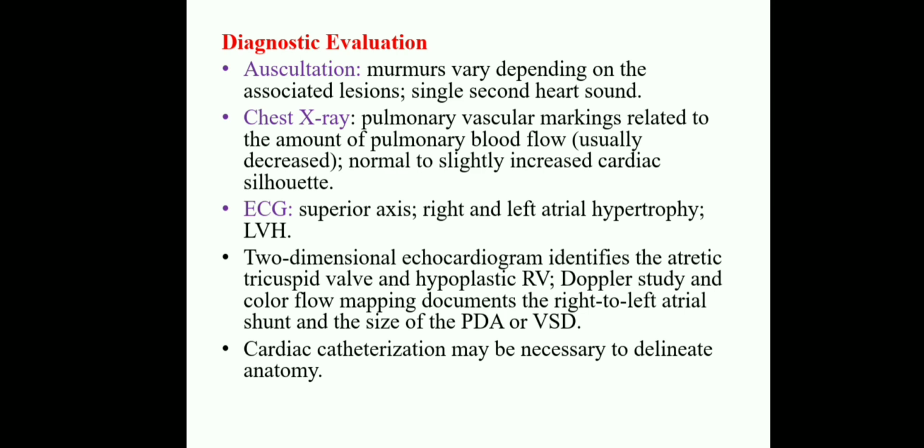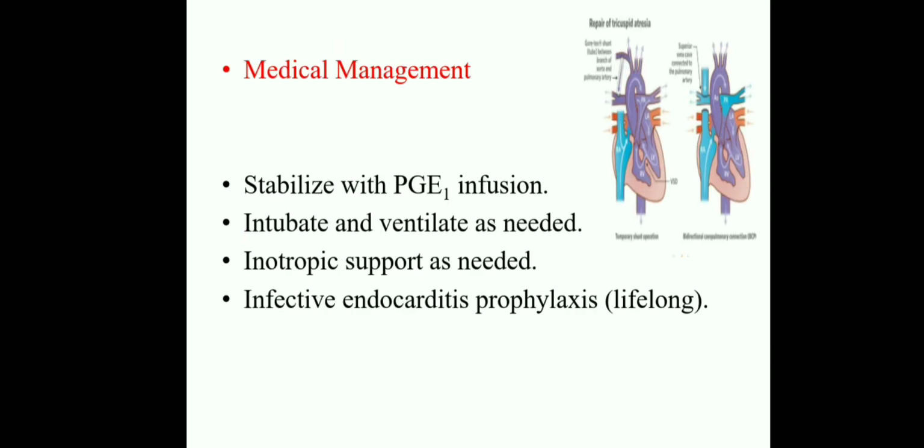Coming to cardiac catheterization, it may be necessary to define the anatomy. How far the defects extend in this tricuspid atresia should be ruled out under cardiac catheterization only. These are the diagnostic evaluations. All of you clear? And coming to the medical management, to stabilize the child, you should give PGE1. PGE1 infusion, that is prostaglandins, should be administered to stabilize. You should also administer digoxin and diuretics, Lasix also.